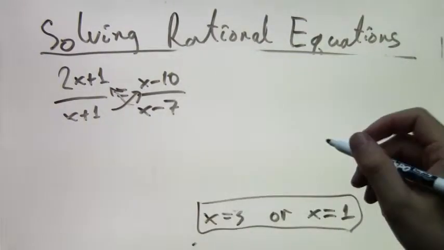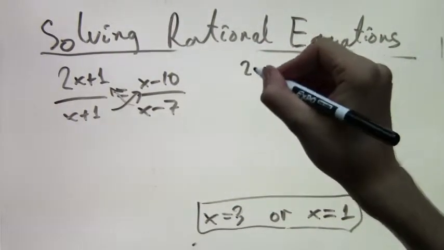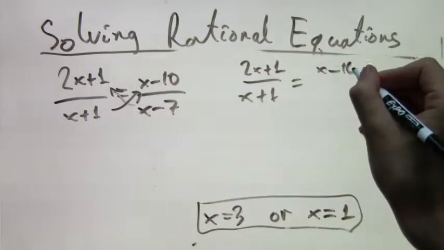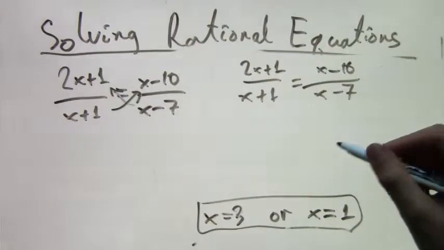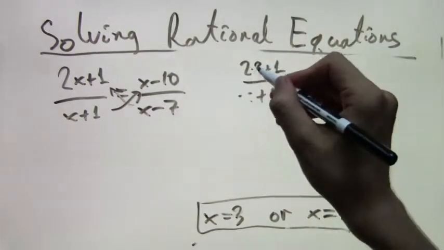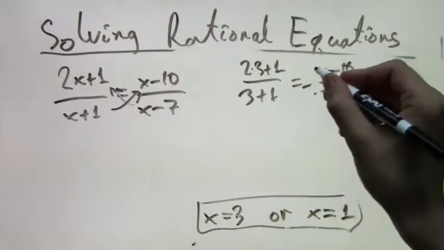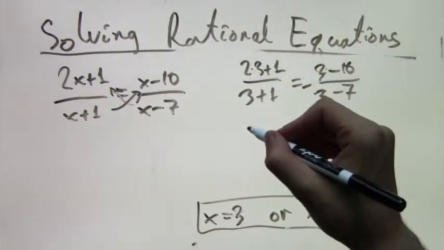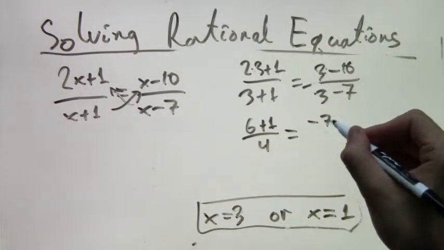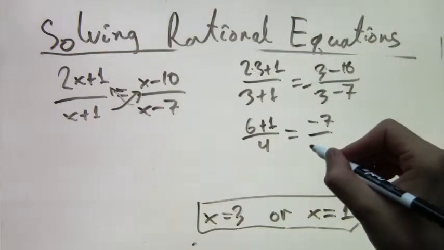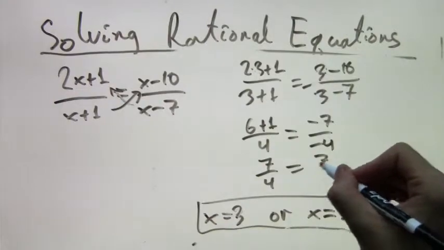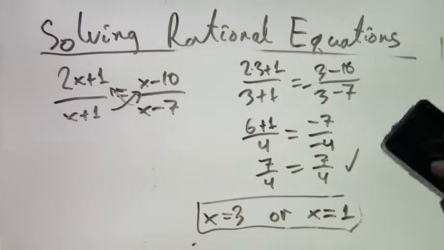So now we're going to plug these in to make sure they both work. So our expression was (2x plus 1) over (x plus 1) equals (x minus 10) over (x minus 7). Plug in x equals 3. Just erase all the x's and put 3's instead. And we get on one side 6 plus 1 over 4, and on the other side negative 7 over negative 4. And this simplifies to 7 over 4 equals 7 over 4, which is true. So x equals 3 is a good solution.